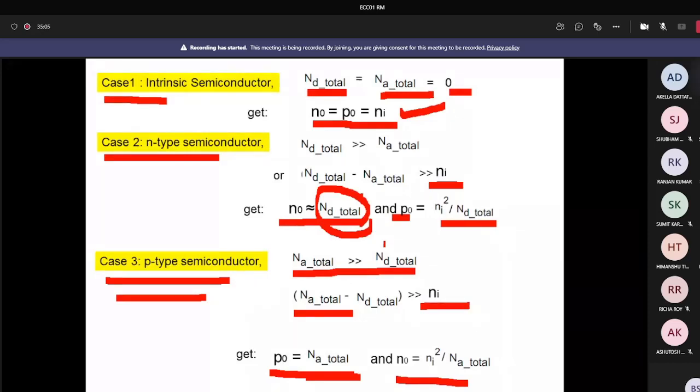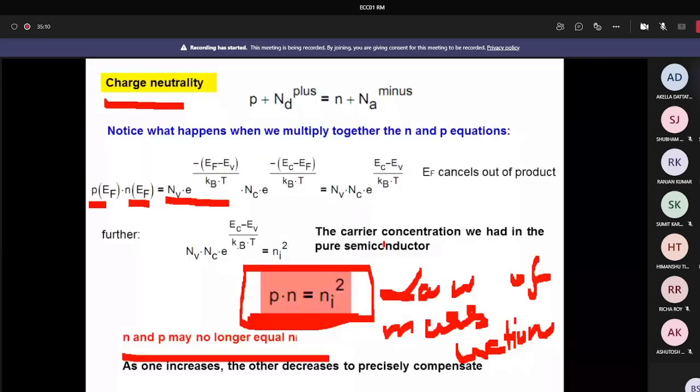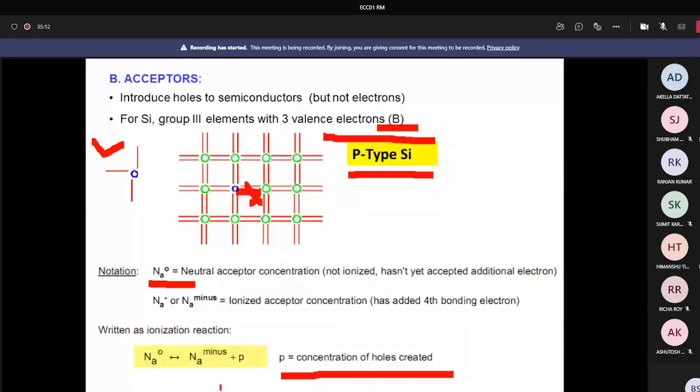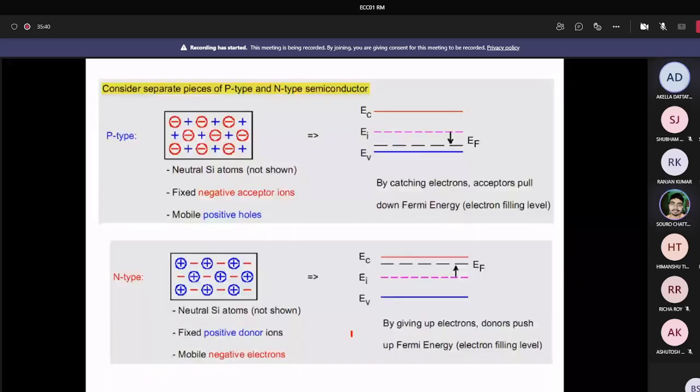But where about your ions? As I told, these are atoms that will be ionized. You will have the acceptor minus ions plus holes. So where will be the ions? Sir, ions will form covalent bonding with the silicon atoms in the lattice, so they will not be free. At least charged ions will be there. Yes, ions will be present.